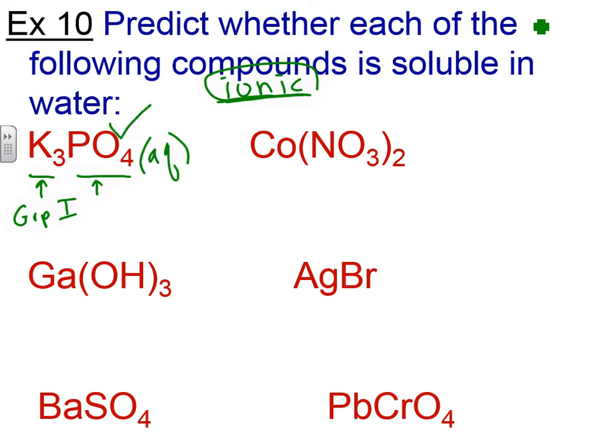Okay, the second example has nitrate and cobalt. Now nitrate was another one that's always soluble, no exceptions, always soluble. So this one will also be soluble, and we'll put a little aqueous behind it.